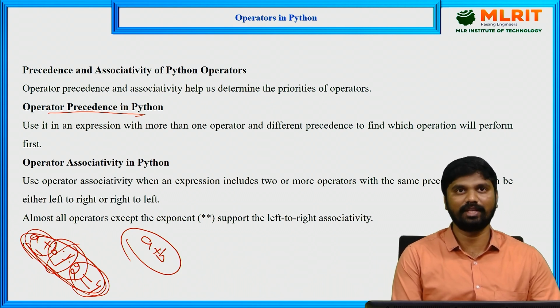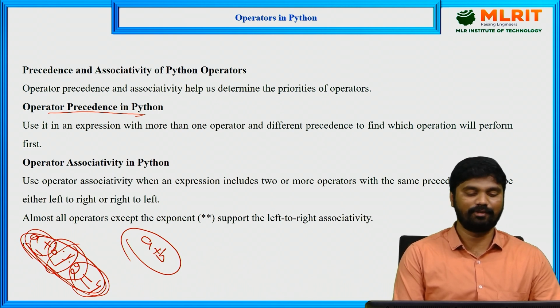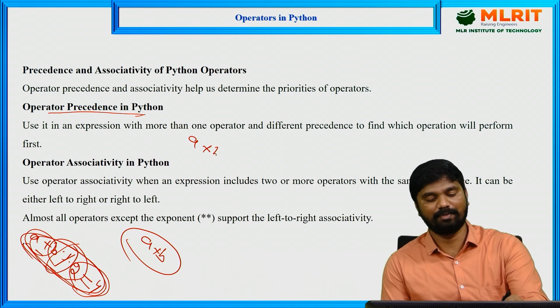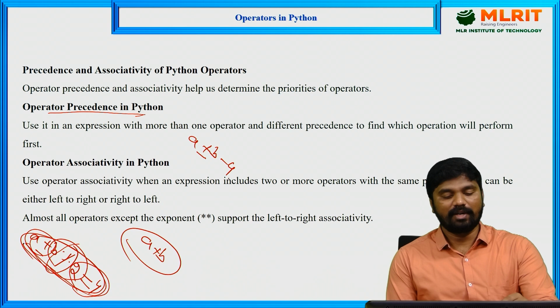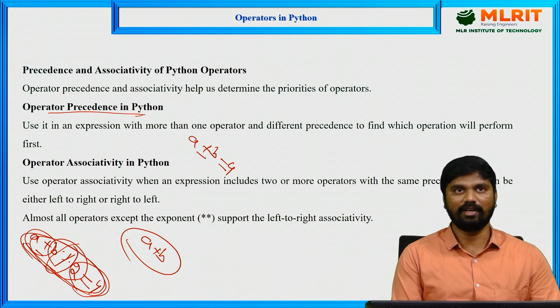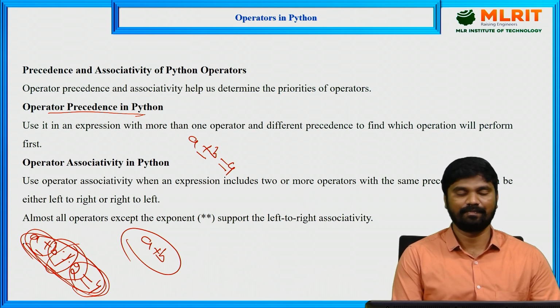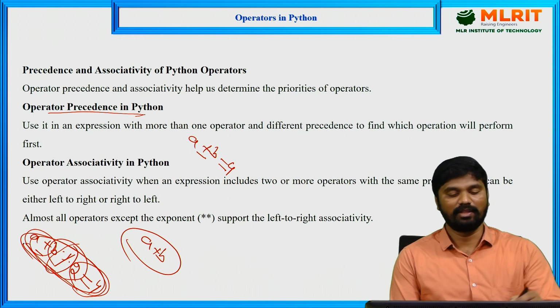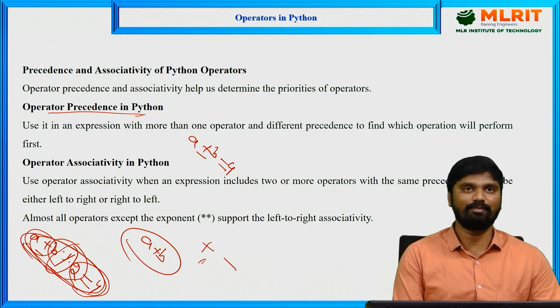Next we have one more thing, that is operator associativity in Python. What does operator associativity mean? For example, take a plus b minus 4. See here, the plus operator is there and the minus operator is there. Of course, as we discussed, this expression contains more than one operator. So the Python virtual machine has to decide which operator to perform first. It will take the operator precedence concept. But in operator precedence, addition and subtraction have the same priority.